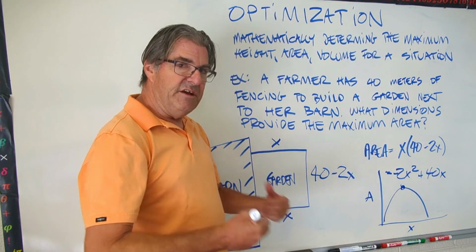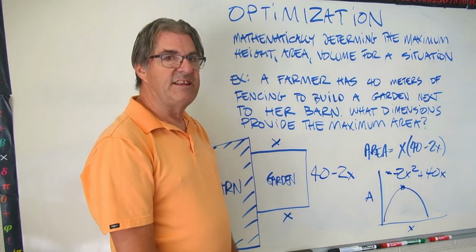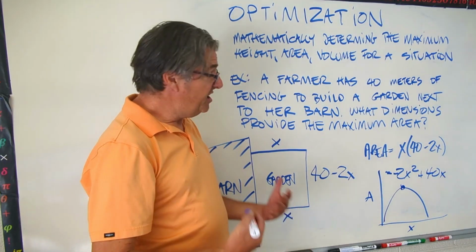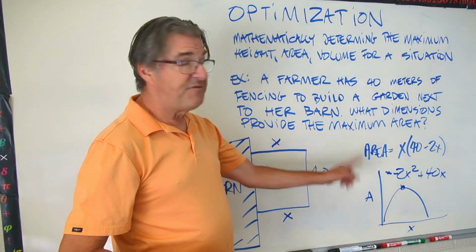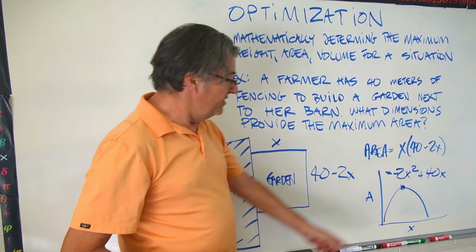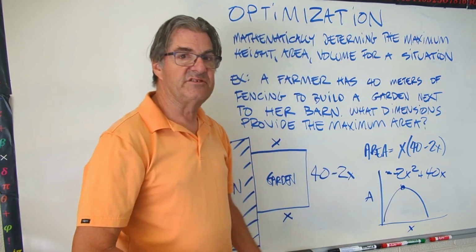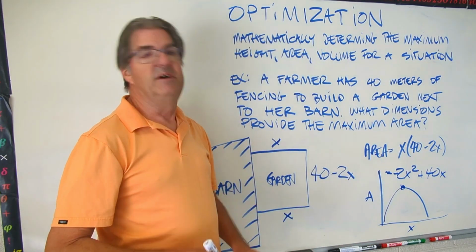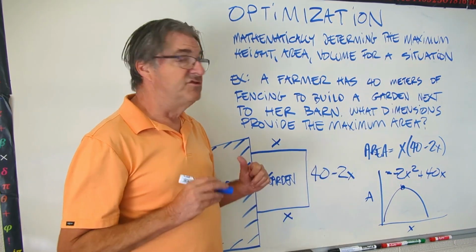So now, think real hard. How would you find that maximum? The trick here is to realize that I can graph that function, and then I can use the trace function on the calculator to find the coordinates of the vertex.